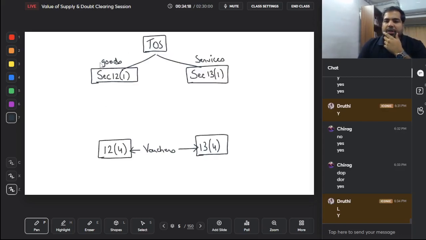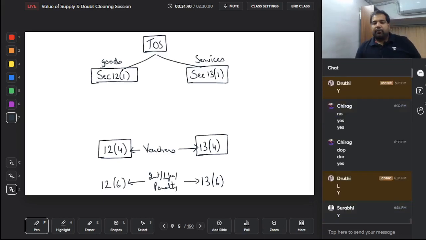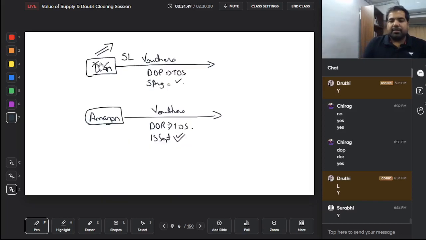Alright. So here we go. 12.4 and 13.4 is for vouchers. Let's look at the next one, 12.6 and 13.6. Guys, sometimes can it happen that you don't pay on time? And if you don't pay on time, can they apply interest or late fee or penalty? Yes, they will apply interest, late fee or penalty at the rate of 6%. And that's the section, guys, 12.6 and 13.6. Let's discuss.